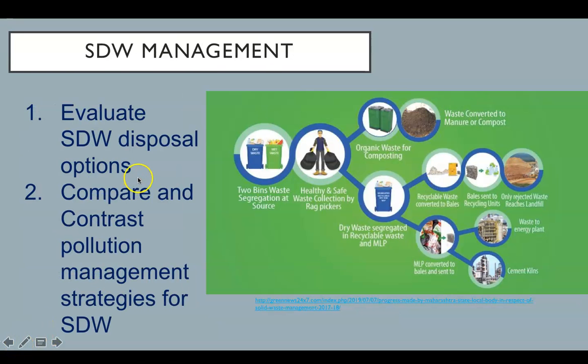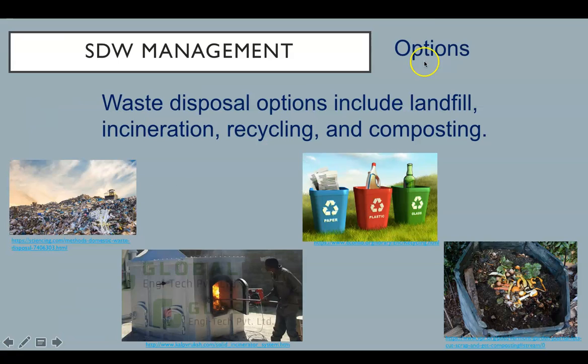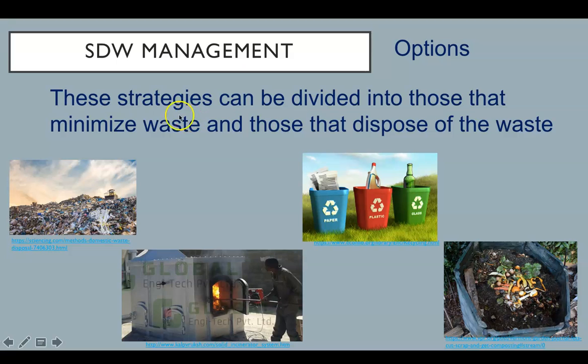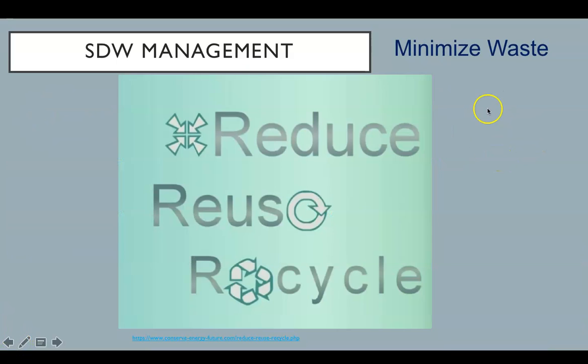You need to be able to evaluate solid domestic waste disposal options, and you need to be able to compare and contrast pollution management strategies for solid domestic waste. Waste disposal options include landfill, incineration, recycling, and composting. These strategies can be divided into those that minimize waste and those that dispose of the waste. Strategies that minimize waste include practices you've learned about since you were in elementary school: reduce, reuse, and recycle.